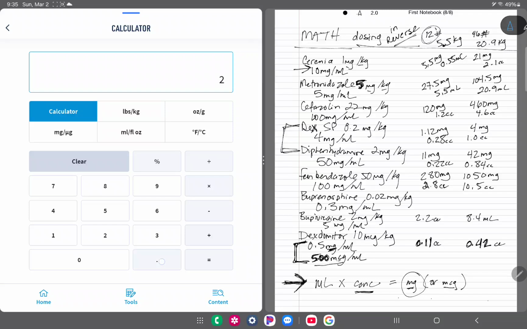The cat got 2.2 mils of bupivacaine, and if I take that times 5 mg per mil, the concentration, I get 11 mg that was given to the cat to numb up a laceration. The dog received 8.4 mils of bupivacaine to numb up the laceration, but I need to know milligrams, so I take it times the concentration, which is 5, and now I have 42 milligrams.